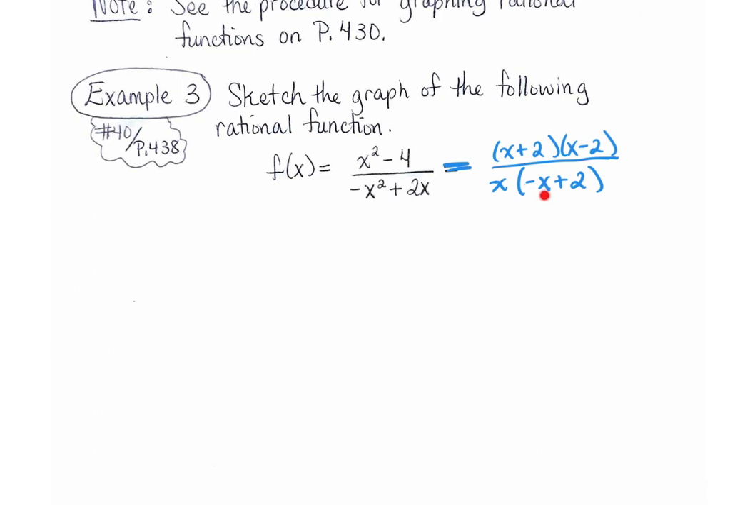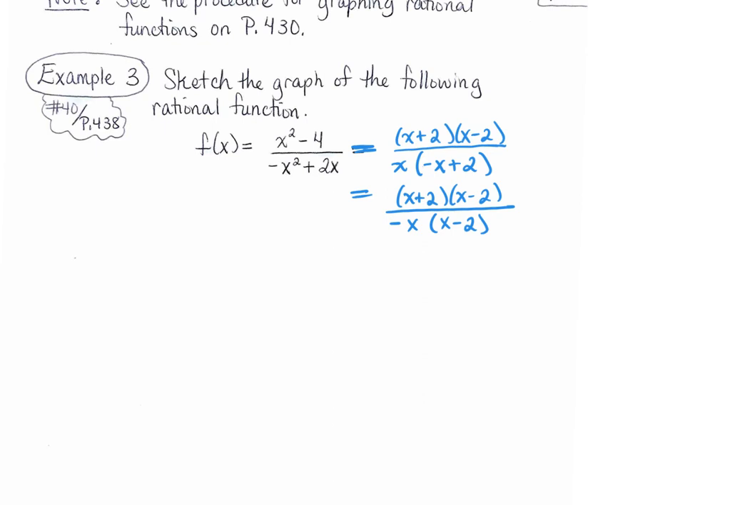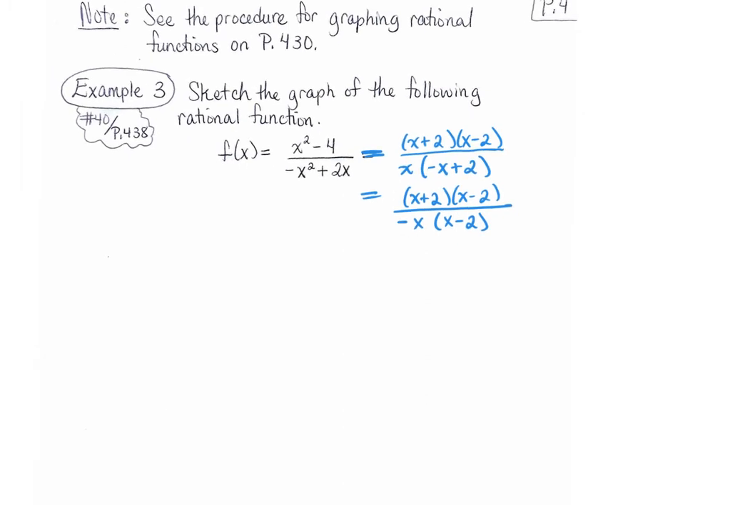So here, factor out a negative 1. The numerator is x plus 2 times x minus 2. Now we're factoring out a negative 1, so this is now negative x. What are you left with? x minus 2. Now, do they have anything in common? Yes, x minus 2. So now we cancel out these factors, x minus 2, and we'll say what that does to the graph.